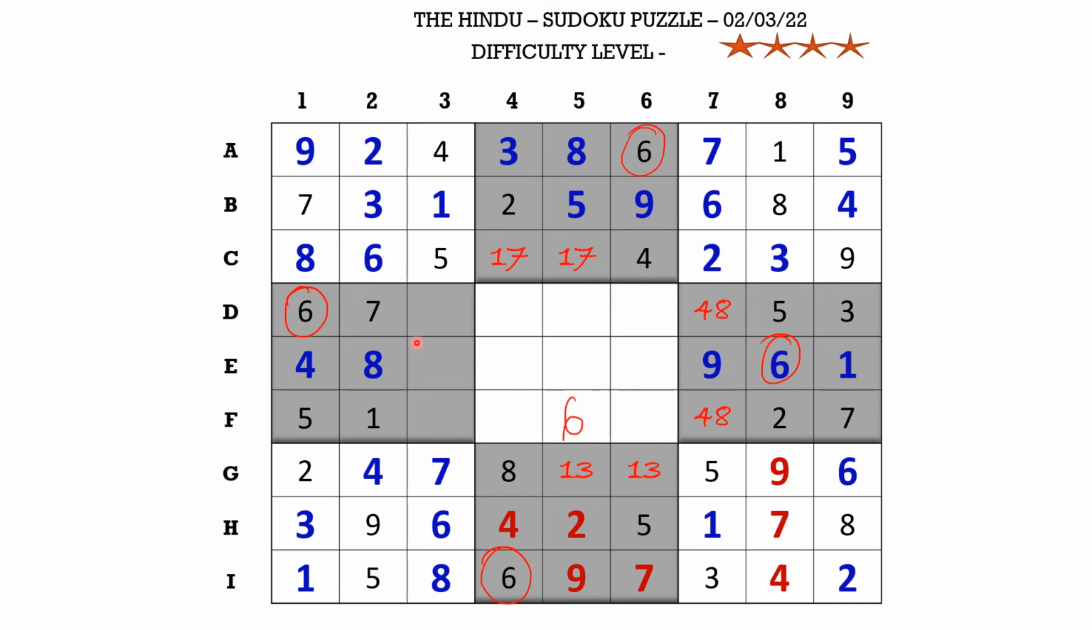There is 5 and 7, which blocks these three cells. There is a 5 and 7, which blocks these two cells, and there is a 5 and 7, which blocks these three cells. So 5 and 7 goes here in E4 and E5. There is a 5 here. So E5 takes 7 and E4 takes 5.